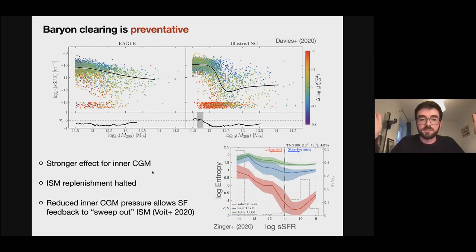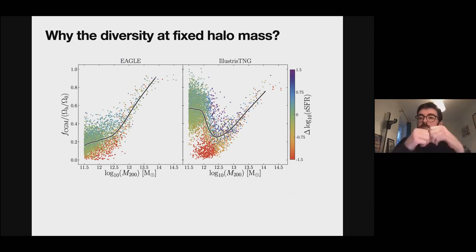So by clearing out your CGM, you're essentially halting the replenishment of your ISM. And there's a nice complementary idea here from Mark Voit's recent paper, in that if you reduce the pressure of the CGM, you allow residual star formation driven feedback to just sweep out what's left of the interstellar medium. So that's a nice complementary idea. So all this is about connecting quenching to the properties of the CGM through AGN feedback.